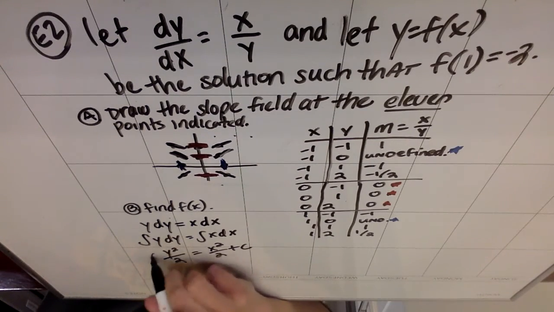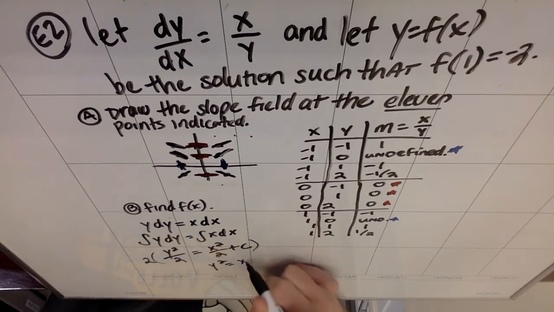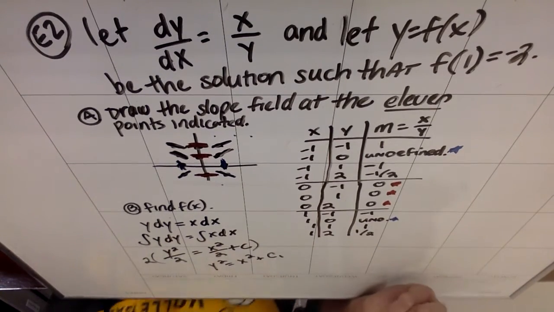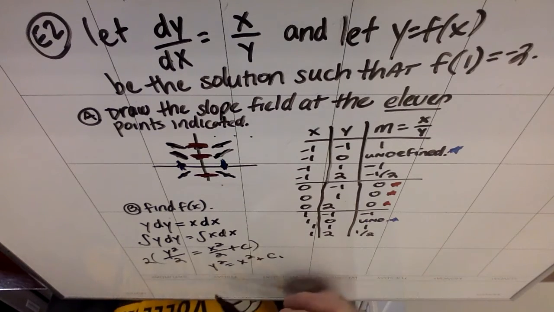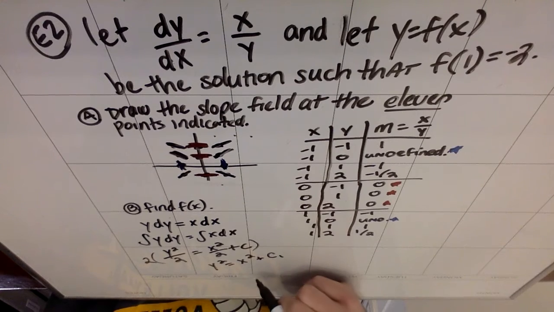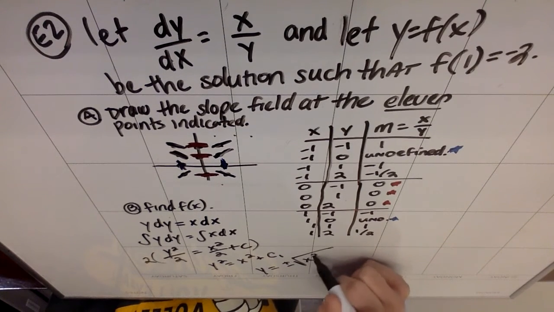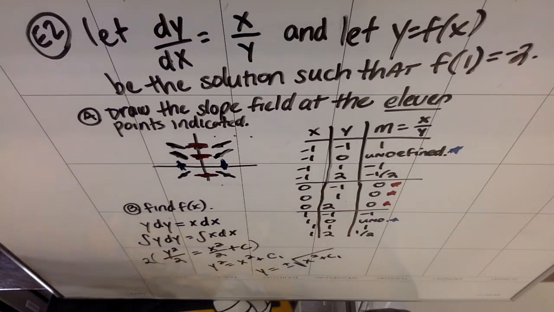So I'm going to times everybody by 2. And when I do that, I'm going to get y squared equals x squared plus, I'm going to just go ahead and call this c sub 1 because 2 times an arbitrary constant is just a different arbitrary constant. And then I'm going to square root. So I'm going to get that y is plus or minus the square root of x squared plus c sub 1.